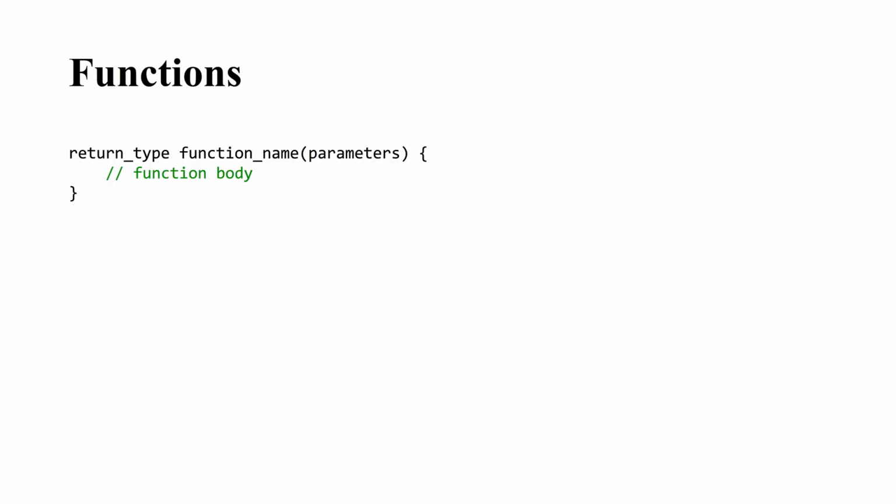A function has the following syntax: return type, the data type of the value that the function returns. If the function doesn't return any value, we use the keyword void, V-O-I-D. Function_name, the name of the function, is used to call the function. Parameters, the list of input values or arguments the function takes, separated by commas. If there are no parameters, you can leave this empty.